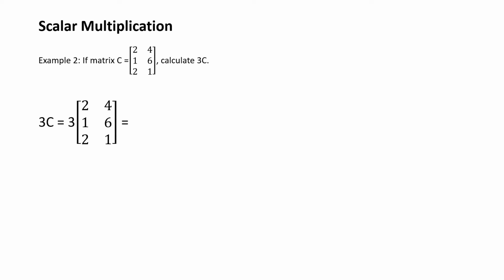In order to determine 3C, we must multiply each entry in the matrix by 3. So in order to determine the first entry in row 1 and column 1, we're going to multiply 3 times 2 to get a value of 6. And to get the second entry in row 1 and column 2, we're going to multiply 3 times 4 to get a value of 12. And the same process can be used in order to determine the remaining entries in matrix 3C.